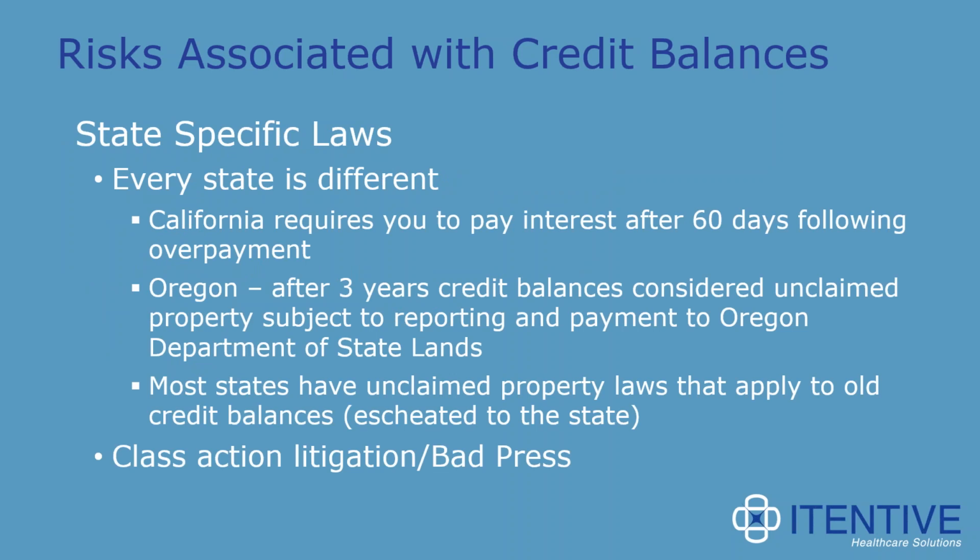Some states, like California, require you to pay interest after 60 days. Oregon requires that you identify it as unclaimed property after 3 years. Other states have other terms with regards to unclaimed property laws as well. It can lead to class action litigation, can lead to bad press, as well as carrying credit balances without having them refunded back.